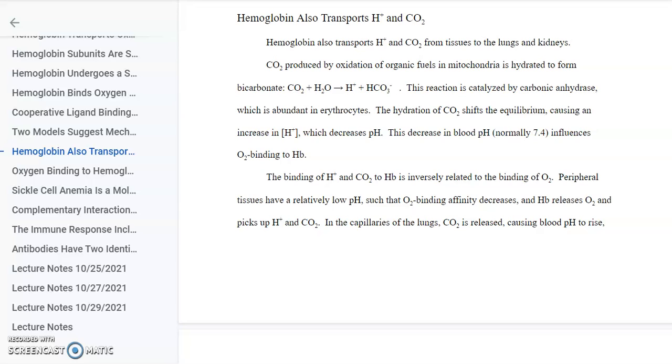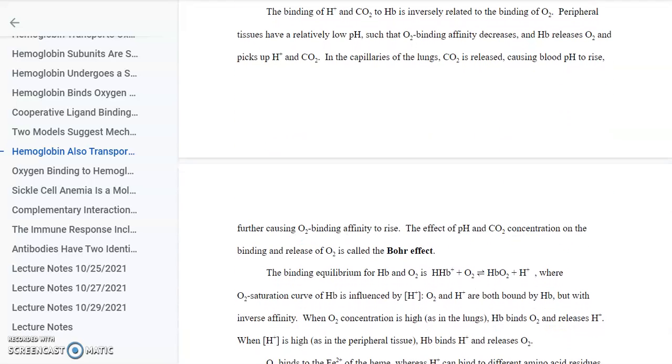This decrease in blood pH, normally 7.4, influences O2 binding to hemoglobin. The binding of H+ and CO2 to hemoglobin is inversely related to the binding of O2. Peripheral tissues have a relatively low pH, such that O2 binding affinity decreases, and Hb, hemoglobin, releases O2 and picks up H+ and CO2.